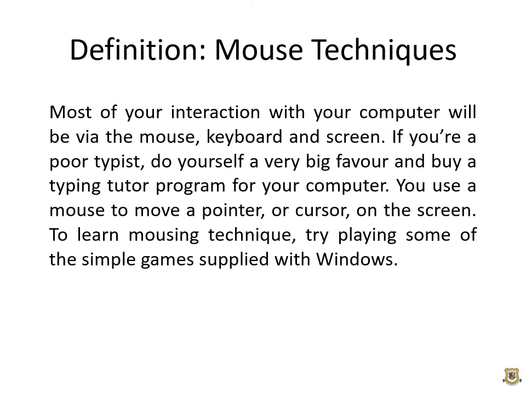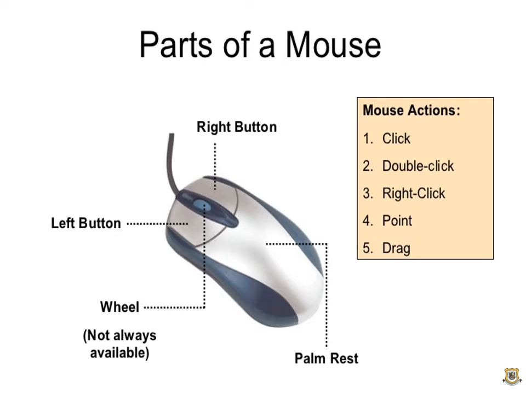Now the definition of mouse technique is simply the way by which you can maneuver the mouse, the way you can play around with it so that it does the work you want it to do. That's the mouse of the computer. You could also recall that it is a pointing and an input device of the computer. Like I said here, most of your interaction with your computer will be via the mouse or the keyboard and the screen. Now, before we go deeper, parts of a mouse are listed on this slide.